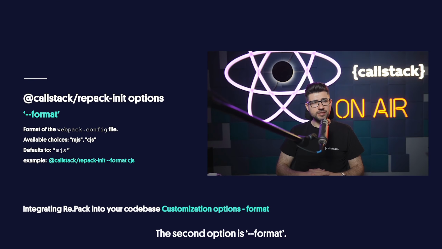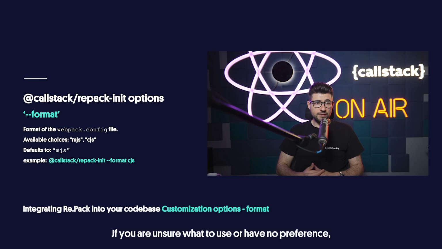The second option is --format. This one determines what type of format your webpack config will be. We can choose between using an ES module version with .mjs extension or a common JS equivalent with .cjs extension. If you are unsure what to use or have no preference, you can skip this flag, and your webpack config will have .mjs extension by default.